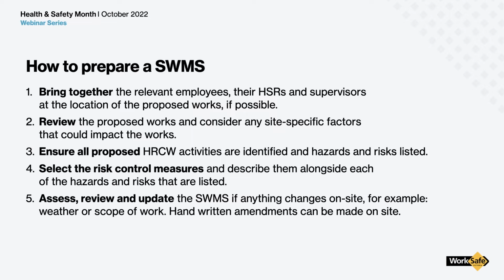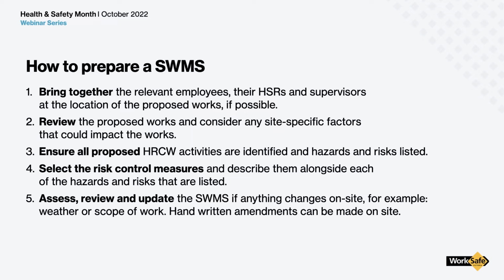They need to then review the work and consider if any of the site-specific factors could impact the works. So it might be that particular site has poor access or has unlevel ground, so they may need to change how they're going to access something. It could be weather conditions have changed or they're more exposed than they thought they were. And it's then going through all of the high-risk construction activities that are going to be done at that site, and then selecting the risk controls alongside them that each of those hazards have.